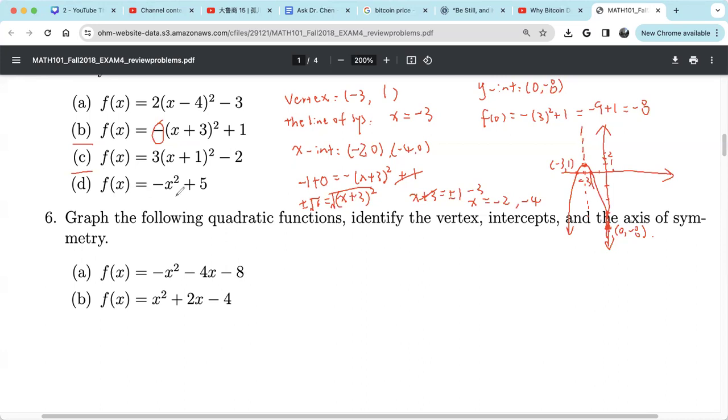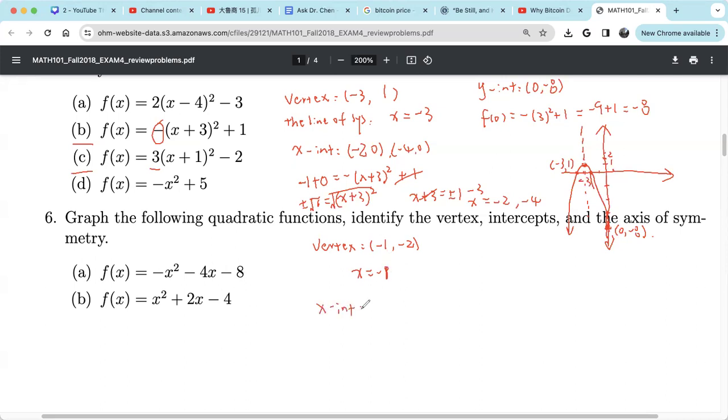Now let's see C. C will have an upward parabola because the leading coefficient 3 is positive. So the vertex, in the form x minus h, so the vertex is -1, comma, -2, because it's plus k. Then the line of symmetry is x equals -1, the x value.